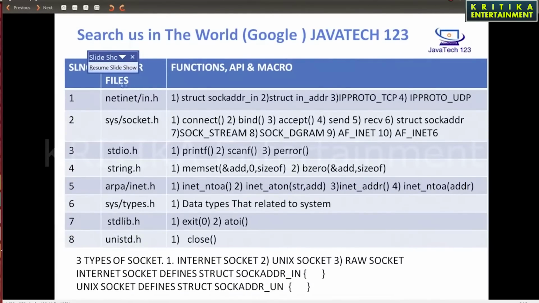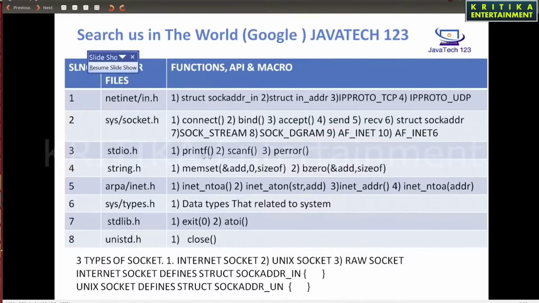These are the header files, functions, API, macros. Then netinet/in.h: these functions, structures and macros are used in netinet/in.h. IPPROTO_TCP I am going to use. I will tell you, sys/socket.h: socket, connect, bind, accept, send, receive. These functions are used in sys/socket.h.